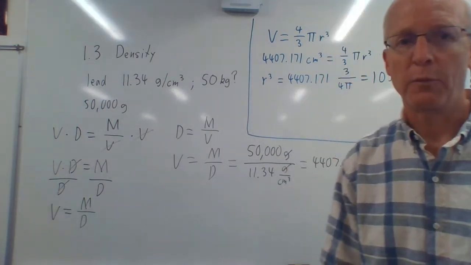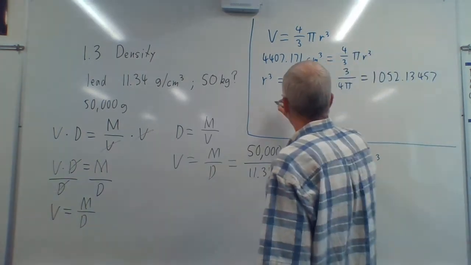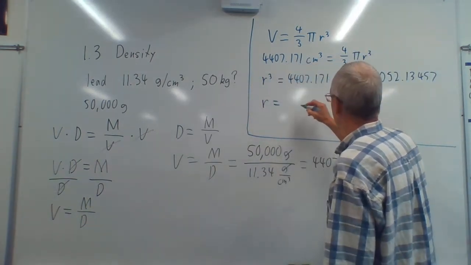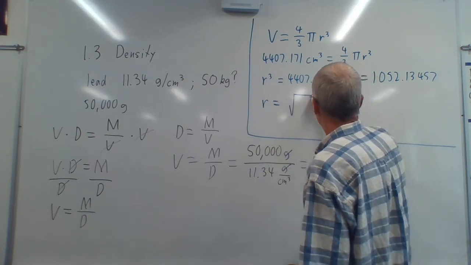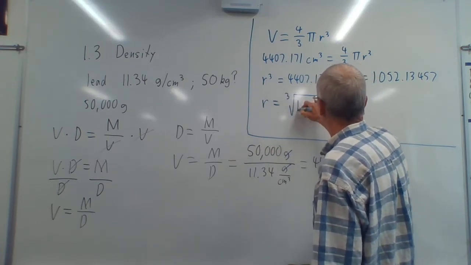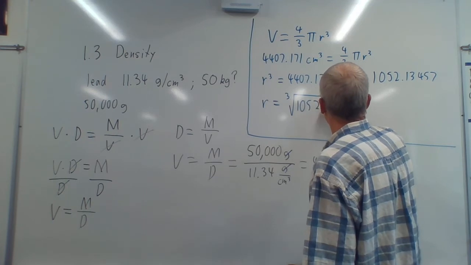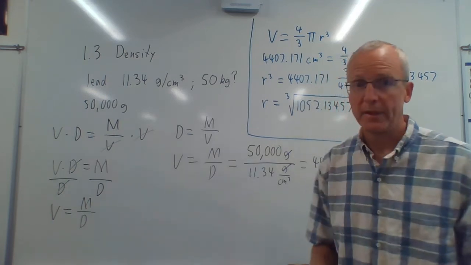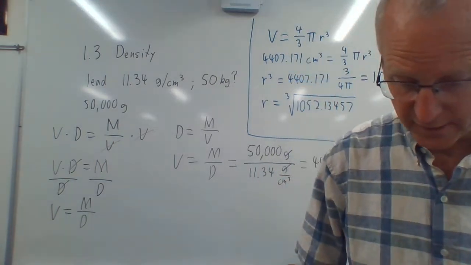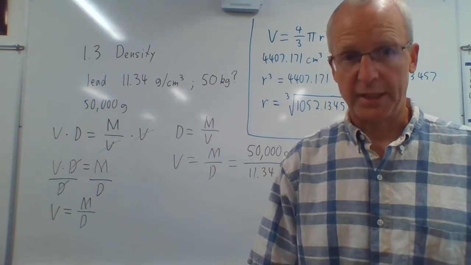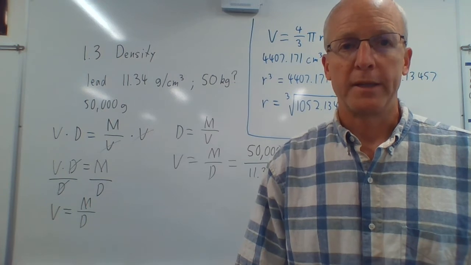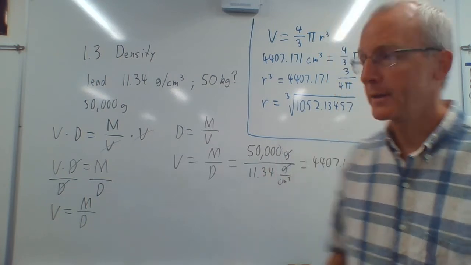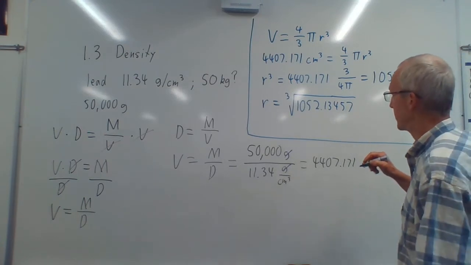Now we have to find out what r is equal to. So r, we take the cube root of both sides, is equal to the cube root of that number, 1052.13457. There's lots of ways to do this in a calculator. Most calculators don't have a cube root button, but the cube root is the same as to the 1/3 power. So I could raise this to the 1/3 power.